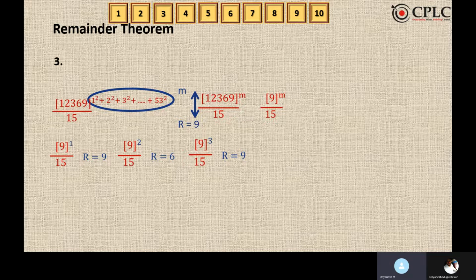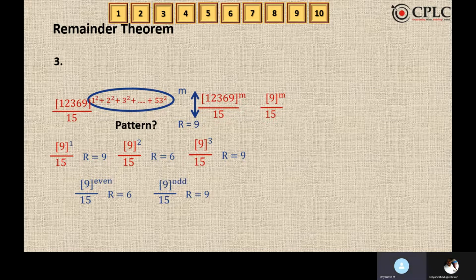So what you end up observing here is that 9 raised to an odd power, when divided by 15, will always give you a remainder of 9. But 9 raised to an even power, when divided by 15, will always give you a remainder of 6. So here, you only need to figure out whether this m is odd or even.